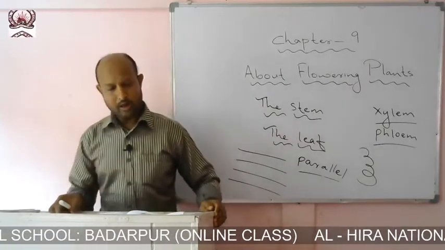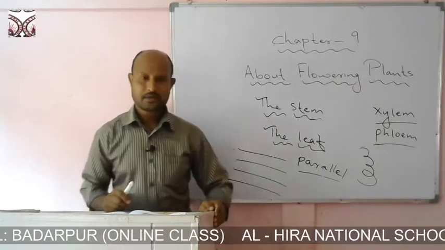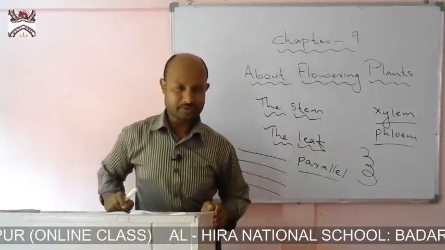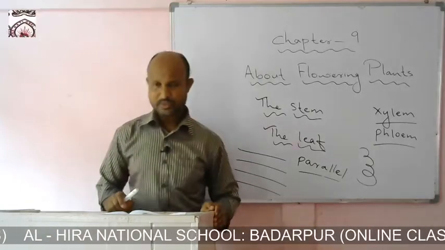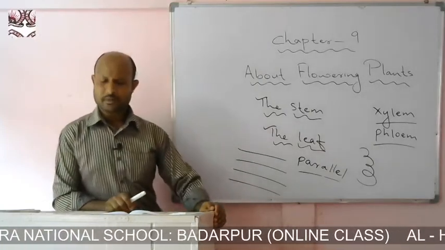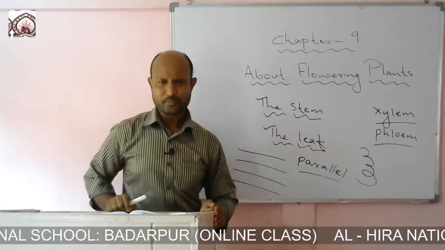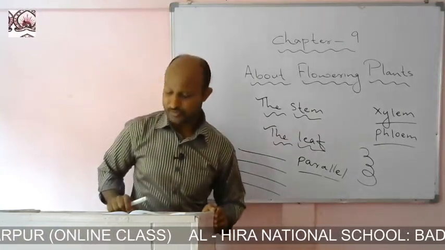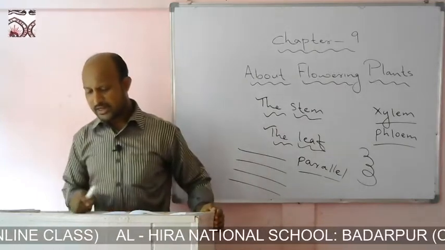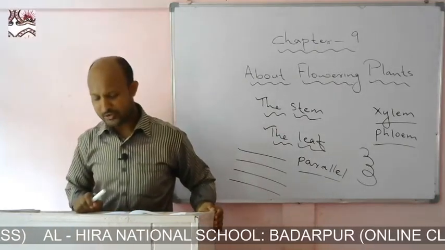Okay, now you have learned about the leaves, the different types of leaves and the different types of venation that is found in the leaves. Now let us learn some of the functions of the leaf. We know the leaf's main function is to manufacture food. It is the leaf which helps to prepare food from water and carbon dioxide.